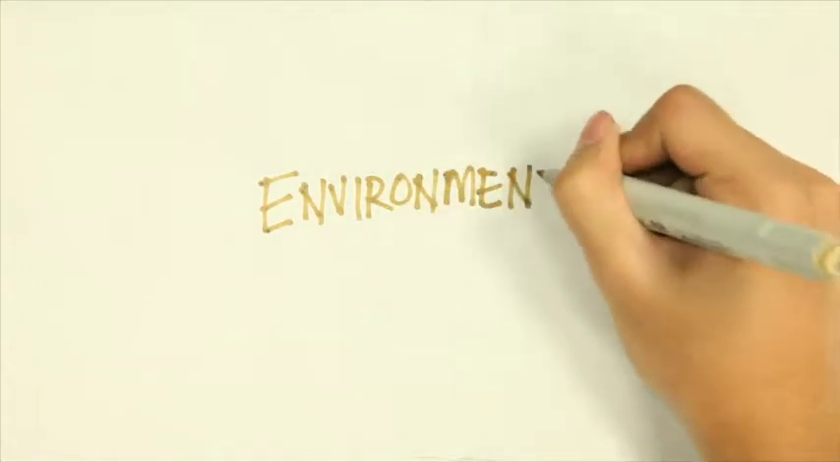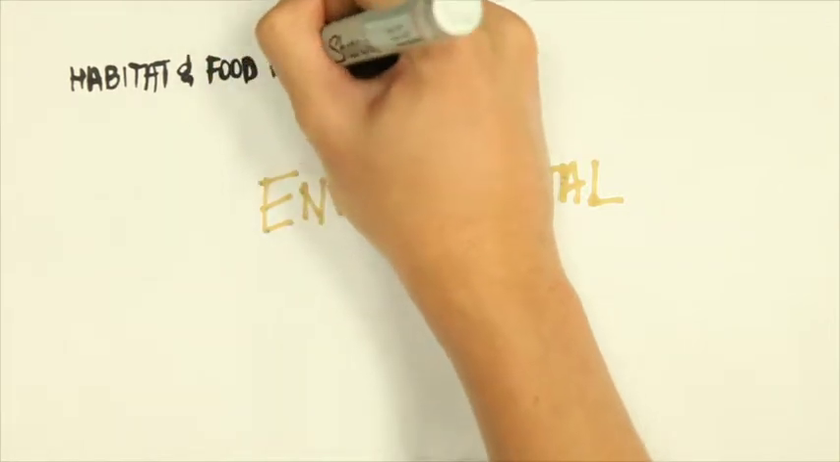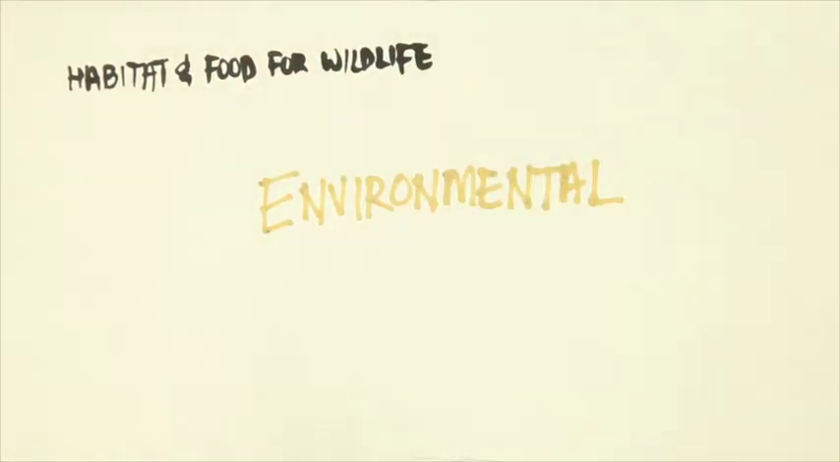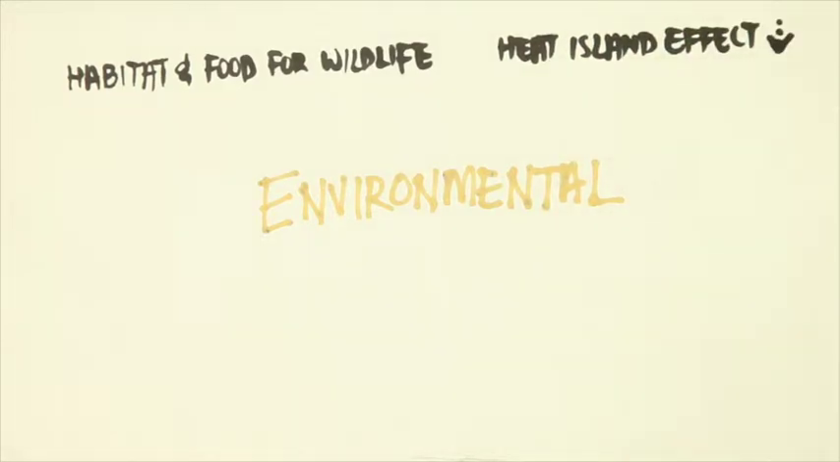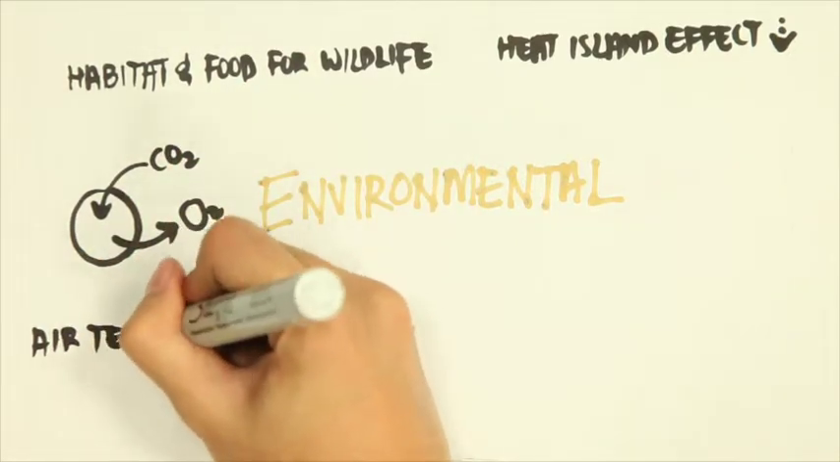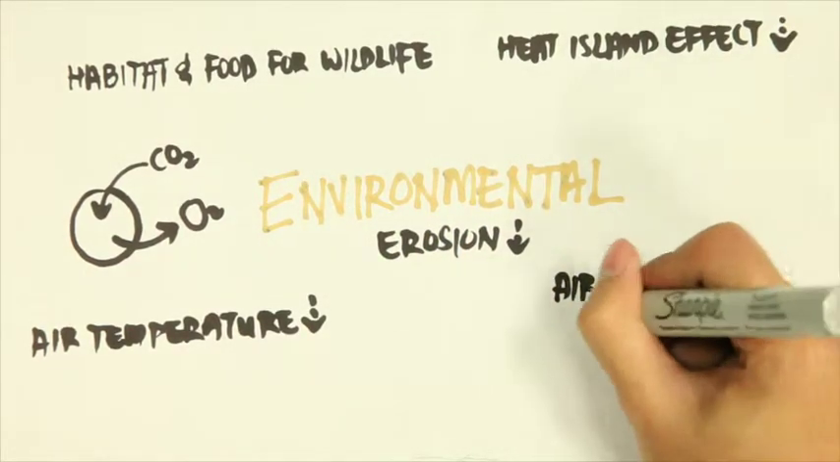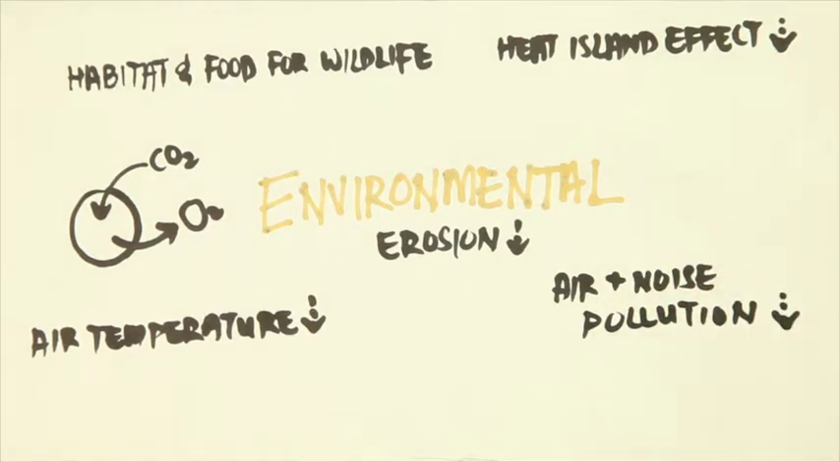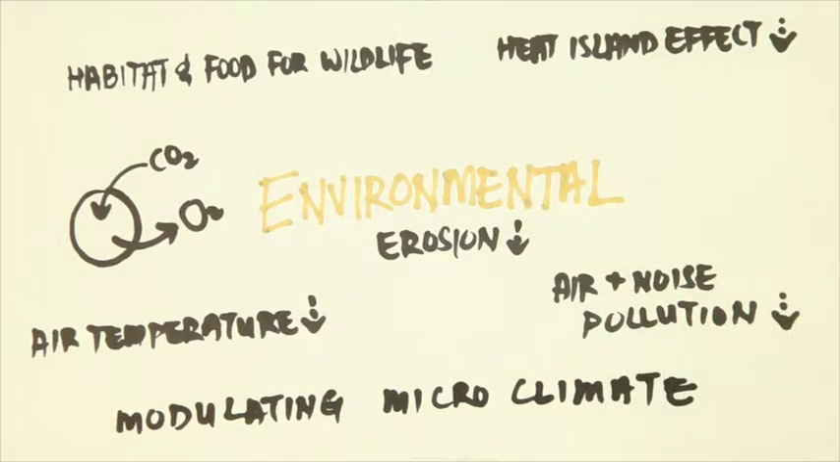The environmental benefits that urban forest provides include: first, providing food and habitat for wildlife. Secondly, it absorbs carbon dioxide, replenishes oxygen in the atmosphere, and decreases the heat island effect. Thirdly, it reduces the stream sedimentation through erosion. It decreases the stormwater runoff and lowers the air temperature through the shade. Last but not least, it controls the air and noise pollution.